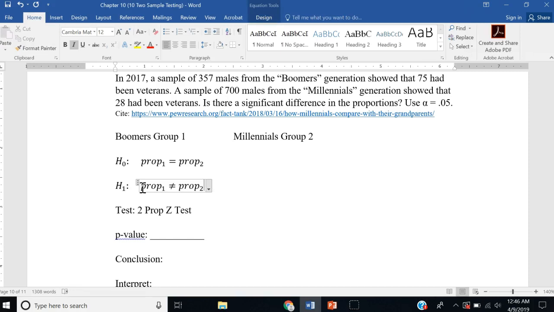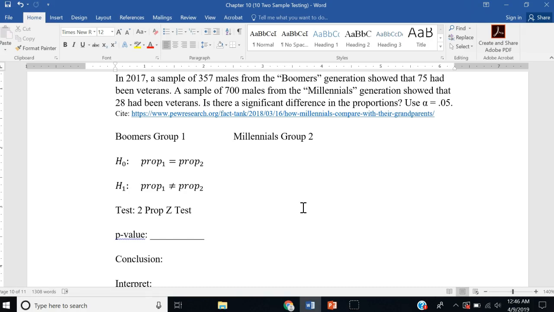So proportion from group 1 equal to proportion from group 2. Notice again, we're using prop. We don't want to use p because that'll get confused with a p-value. We also don't want to use mu because mu means average, and we're obviously not talking about averages anymore. We're talking about proportions.